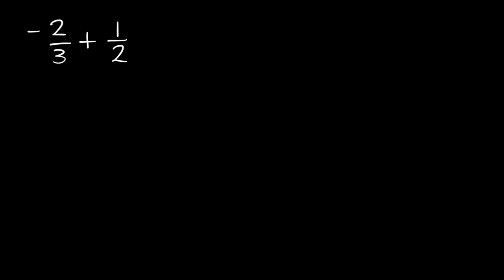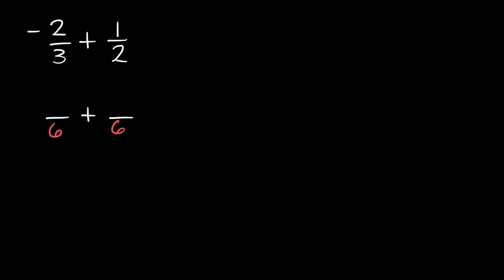And the first thing we need to do when we have fractions and we're adding them is we need common denominators. So I'm going to set up my new fractions here, and my new denominator is going to be 6. The reason why it's 6 is because 3 multiplies to 6 and 2 also multiplies to 6. So that's my new denominator. It's called the least common multiple.